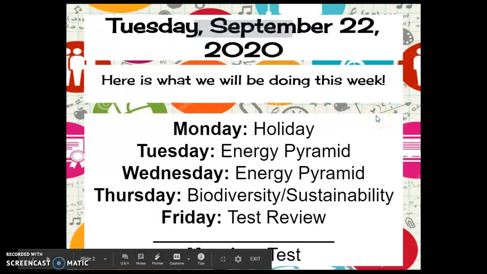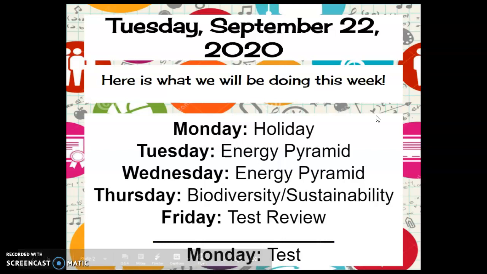Hello there. Today is Tuesday, September 22nd, and this is Mr. Smothers, and we're going to be going over energy pyramids today. First, we're going to start off with explaining what's going to happen for the week.